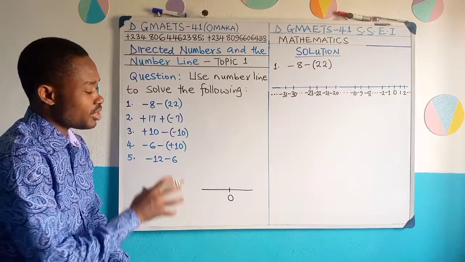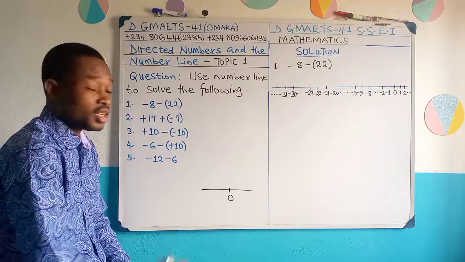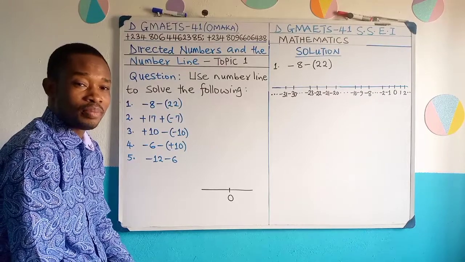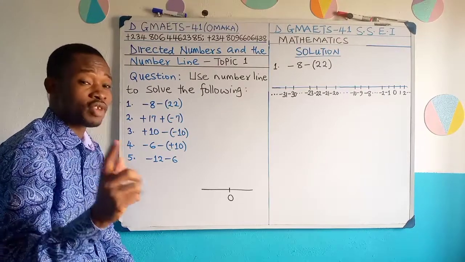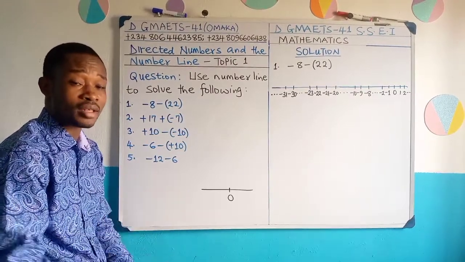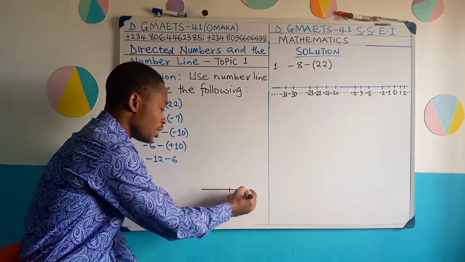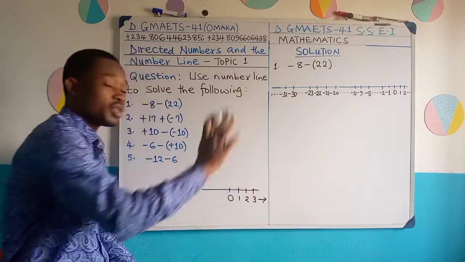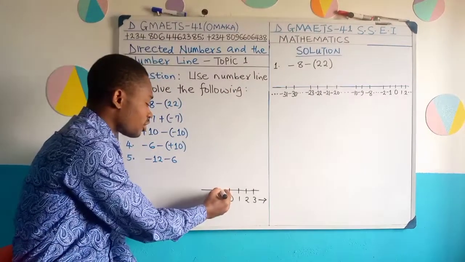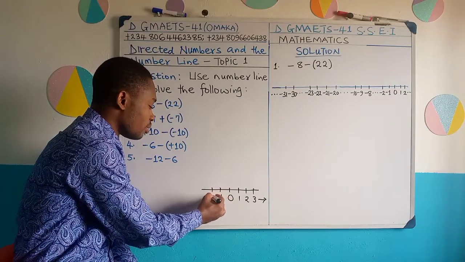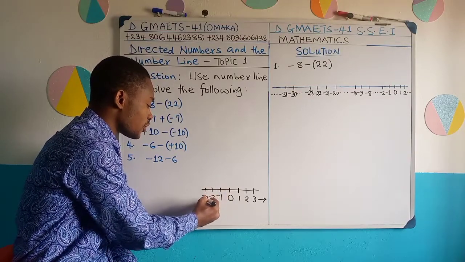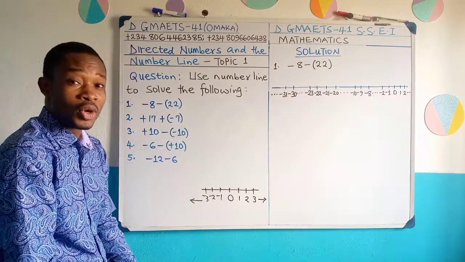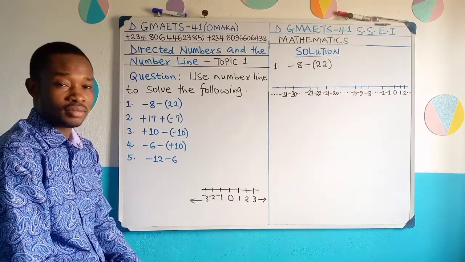Now, this 0 divides this number line into two parts. The right-hand side of 0, that is where you deal with positive numbers. Remember, positive numbers are numbers that are plus. So, we could have something like 1, 2, 3, and the numbers continue. Is that okay? And then to the left of 0, you have negative numbers. So, we have -1, -2, -3. The numbers still continue. You have -4, -5, and so on. It does not have an end.